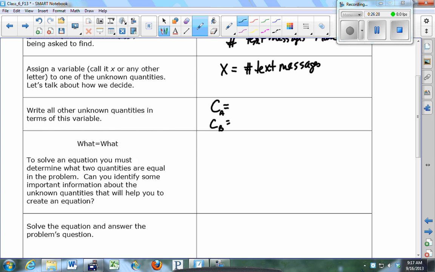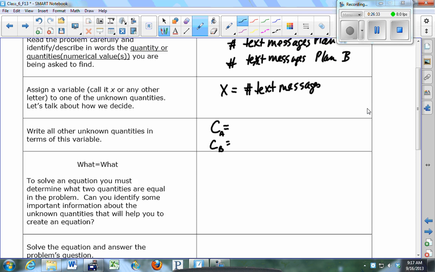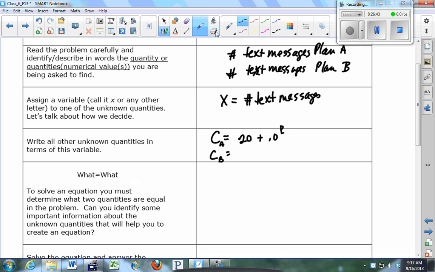How do I establish the cost under Plan A? Well, I have to write an equation. Under Plan A, it starts off with 20 buckaroos. And then what? It's 5 cents per text message. So it's going to be 5 cents per message times the number of messages. And the cost under Plan B is $5 plus 0.10x. You like buckaroos? Okay.